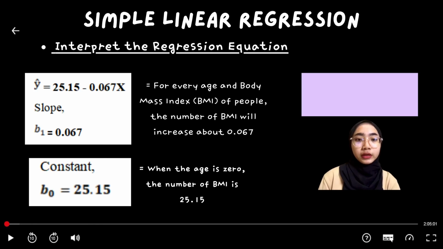Next is to interpret the regression equation. The formula we are using is y bar equals 25.15 plus 0.067x, and the slope is B1 equal 0.067. So for every increase in age, the body mass index of people will increase by about 0.067, and the constant is B0 equal 25.15, and when the age is 0, the BMI is 25.15.